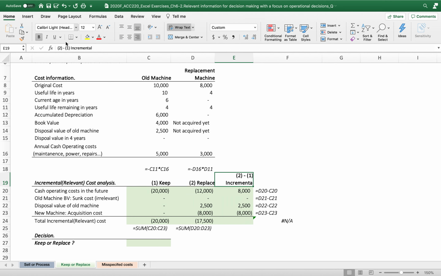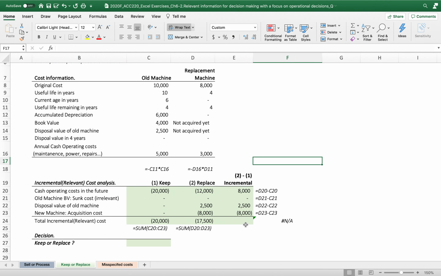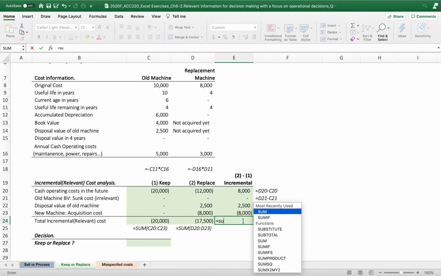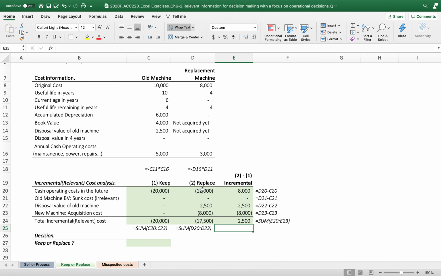Just give me a second. Okay, so we can find the sum of this incremental part. When we replace, we get the $2,500, the additional benefit. So replacement or keep, definitely we have to choose the replacement.